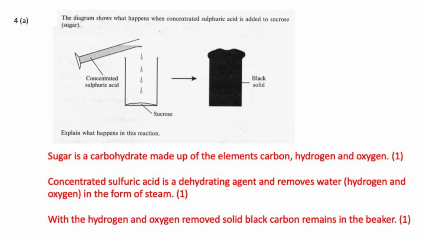So question 4A shows you a diagram of sucrose, sugar, and concentrated sulfuric acid is added to the sucrose, and you end up with a black solid, and it's asking you to explain what is happening here. Well, you get 1 mark if you say sugar is a carbohydrate made up of the elements carbon, hydrogen and oxygen. Now if you say that concentrated sulfuric acid is a dehydrating agent and removes water in the form of steam, you get the 2nd mark. And with the hydrogen and oxygen removed, you get solid black carbon remaining in the beaker, and if you said that, you get the 3rd mark.